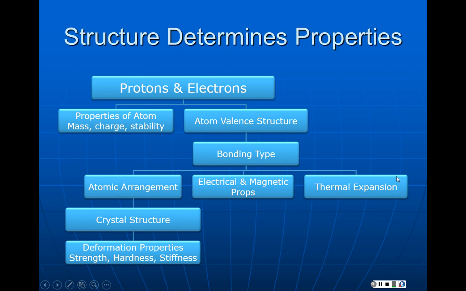The bonding types then are going to give us all of the things we're interested in: thermal expansion, which you've looked at in lab, electrical and magnetic properties, which are related to some of the same things, obviously, that drive thermal expansion. And then the type of bond and the bonding ability is going to dictate the arrangement of larger groups of atoms and the type of crystal structure that is formed, which is then going to drive all of the mechanical properties of the material that we're interested in. So structure determines properties. We're going to come back to this.